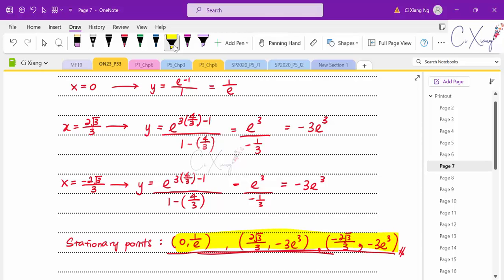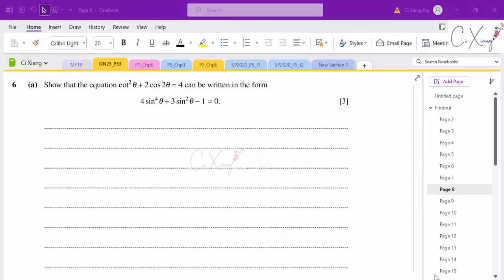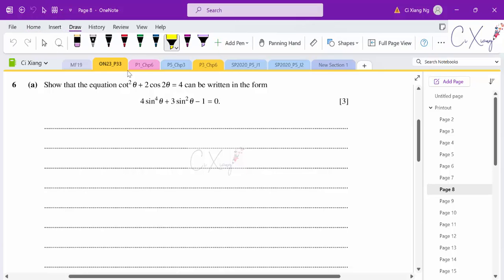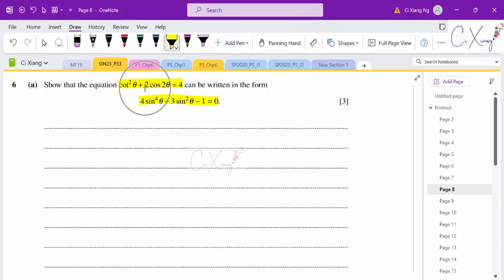Alright, yeah, so this is how we solve question number 6. They want us to show this particular equation: we have cotangent squared theta plus cos 2 theta equals 4. This whole equation can be written in this form. This is where we need to start, and then we need to lead to this final answer.